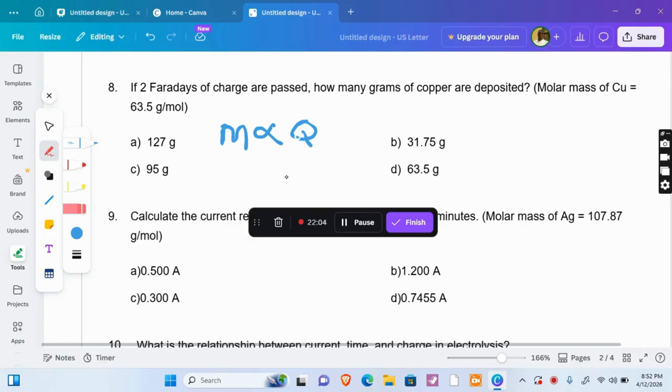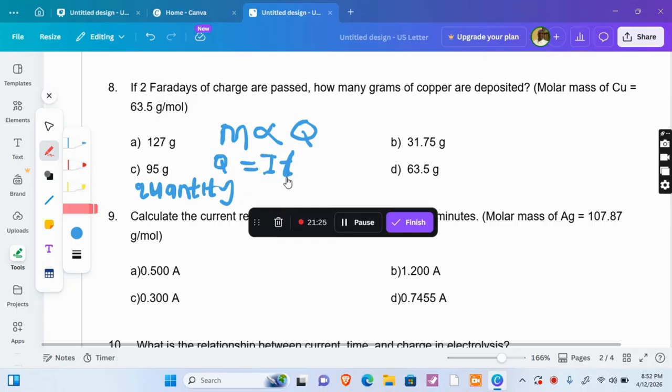But you need to know that quantity of electricity Q here is equal to IT. Q is equal to IT, where I stands for current. This Q is quantity of electricity. The I here is current.